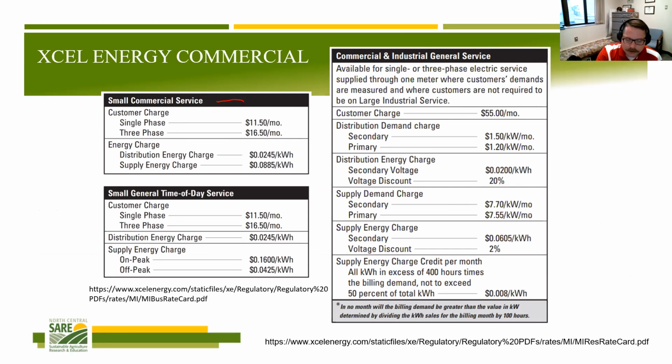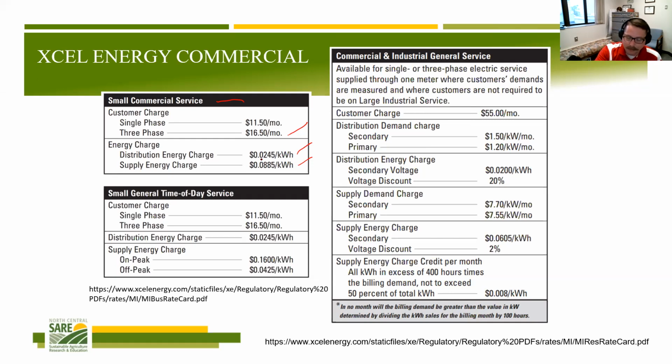So this is a small commercial service where they have a customer charge based on if it's single phase electricity delivered to the place or three phase. Then they have the energy charge broken into distribution and supply. So it's 8.8 cents for the supply and 2.4 cents for distribution. So in this case, they're saying that the delivery costs less than the energy.